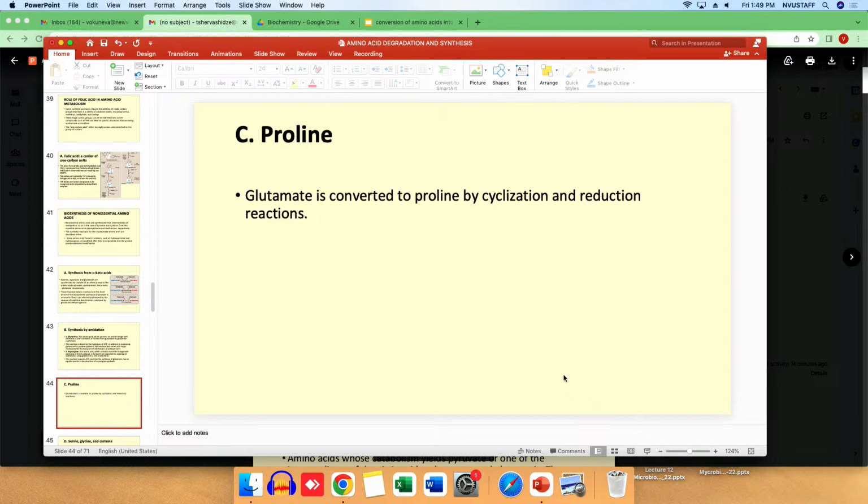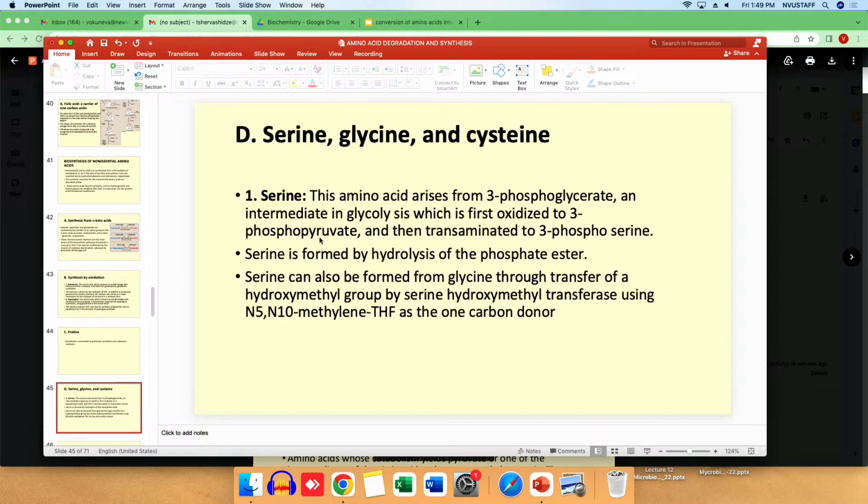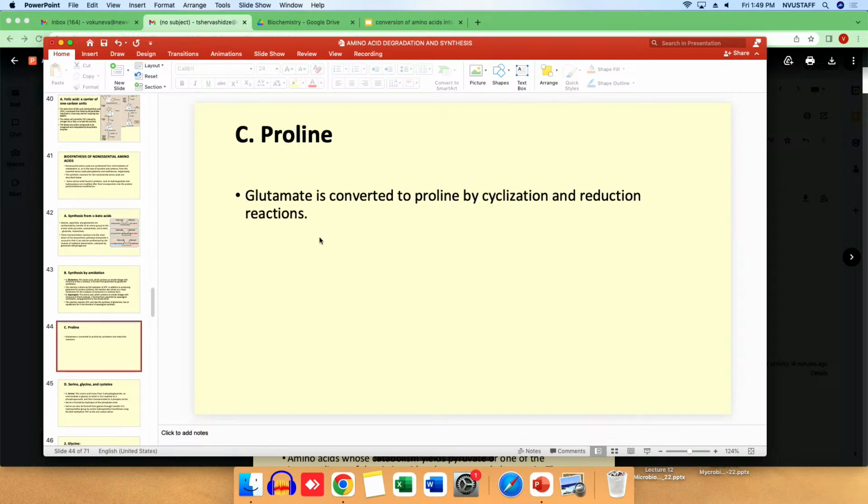Proline. What we need to know about the proline, how we can get it, first of all, and is it essential? Proline is not essential. We can get it from glutamate with the conversions, different conversion reactions. Not important for you to remember the type of convertive reactions, but what is the source for proline? Yes.